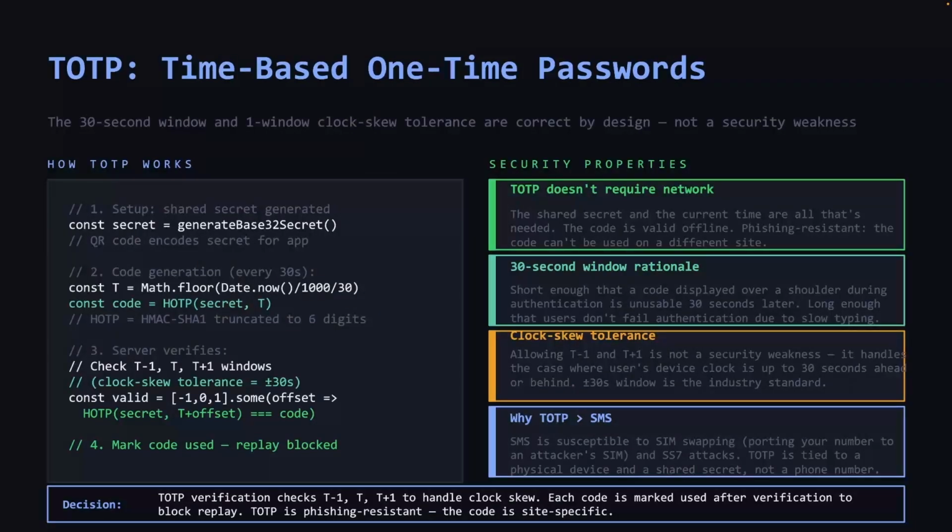The response includes a QR code URL and the raw secret. Display the QR code for the user to scan in their authenticator app. After they scan it, ask them to enter the first code to confirm enrollment. Call Supabase auth.mfa.challenge and verify. If verification succeeds, TOTP is active for that user.